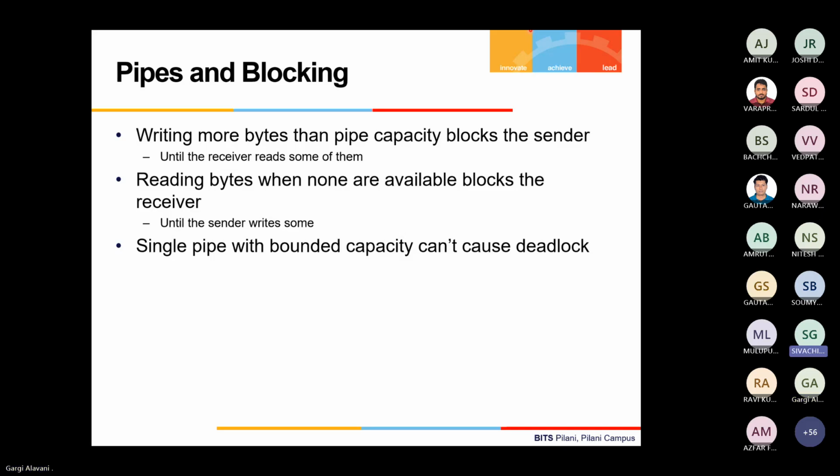What happens is, when we try to write more bytes than the pipe supports, this will block the sender until the receiver has the capacity to read some more data. If we are reading bytes when there are no available bytes, the reader will wait until the writer writes some bytes. But the advantage of pipes is that because there is a single pipe with bounded capacity, this cannot cause a deadlock as such, because it is unidirectional anyway.